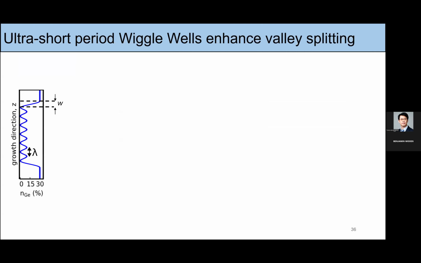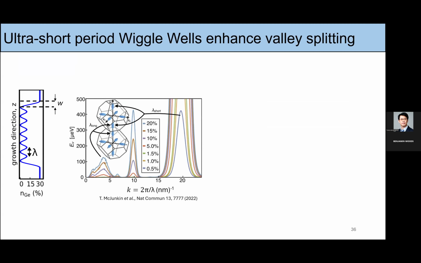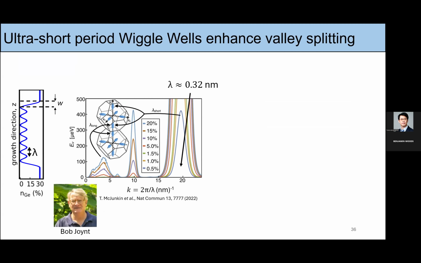Okay, so why would this wiggle well help at all? Why would putting these oscillations help? Well, the idea was to first put in some ultra short period for the wiggle well. So we remember there's this parameter lambda, the wavelength, and it was shown by Bob Joynt, a theorist here in Wisconsin, a couple of years ago, that if you have a wavelength that's about 0.32 nanometers, you get a valley splitting that's just huge.